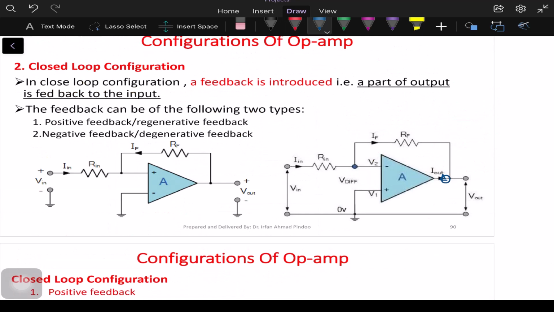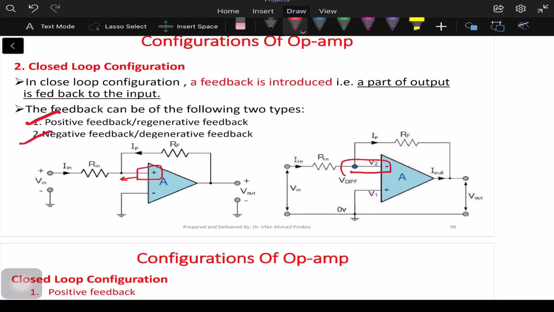Now to control the gain, we use the closed loop configuration. As you can see in this diagram, there are two ways the connection can be made. In the first diagram, we have a feedback that goes to the non-inverting terminal, and in the second diagram, there is again a feedback, but it goes to the inverting terminal. So we have two types of feedback. If the output is connected to the positive terminal, it is called positive feedback. If it is connected to the negative terminal, it is negative feedback.